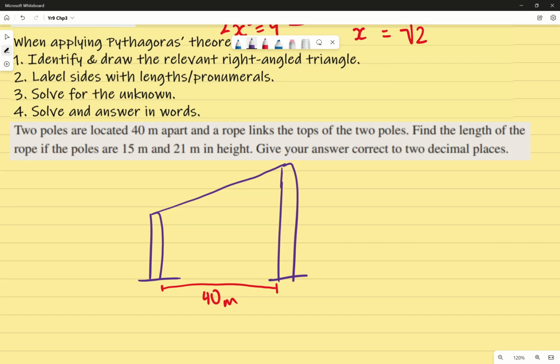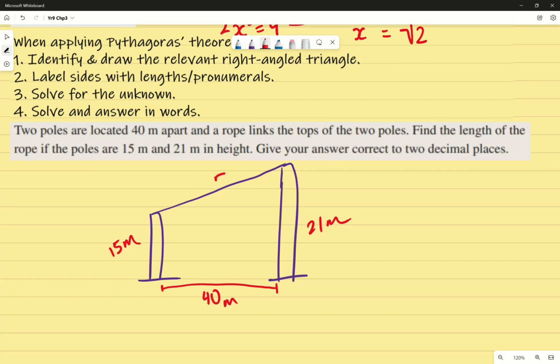Now, it says, find the length of the rope if the poles are 15 meters and 21 meters in height. Now, obviously, we know one's shorter than the other, so I'm going to label this as 15 meters and this one as 21 meters. What are we looking for? What's the question asking us? It says, what are we finding? Yes, Caitlin. Thank you very much, the length of the rope. Just to make it easy, I'm going to call it R.